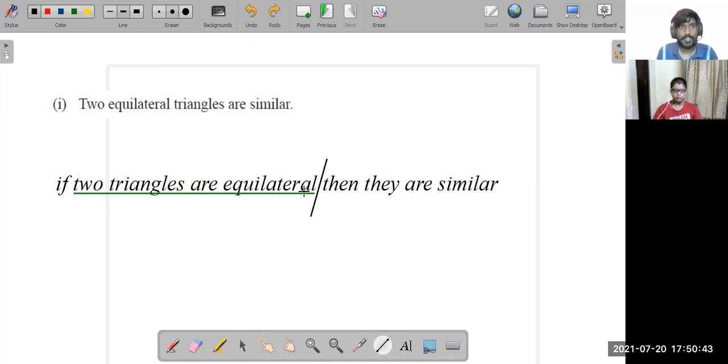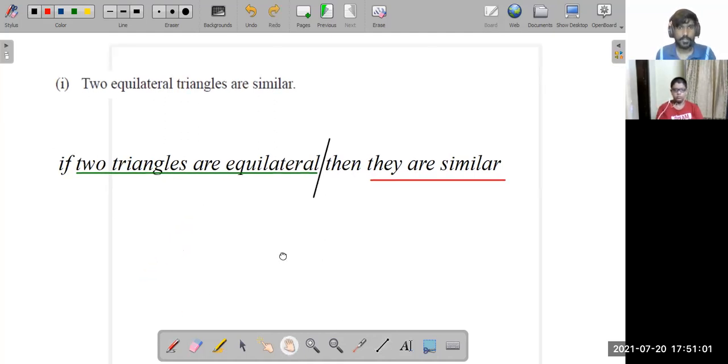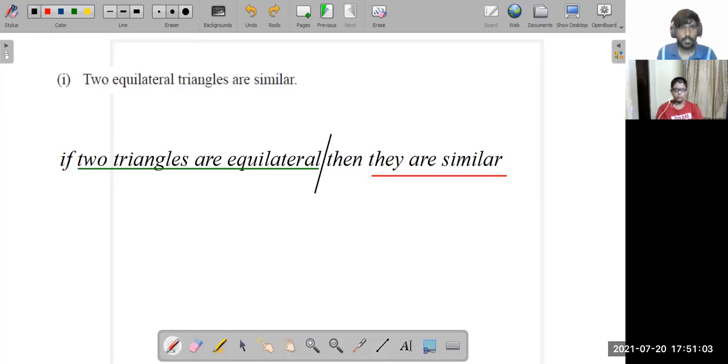And they are similar will be your consequence. Now you also have to draw. You just have to draw the consequence, that is, they are similar. So draw two equilateral triangles. I hope you know how to draw an equilateral triangle.